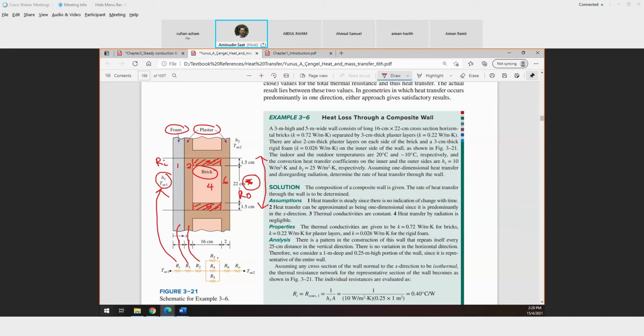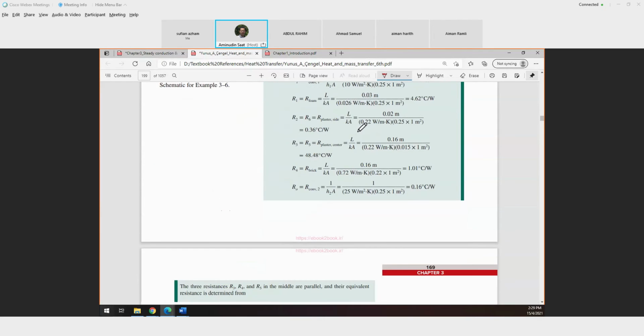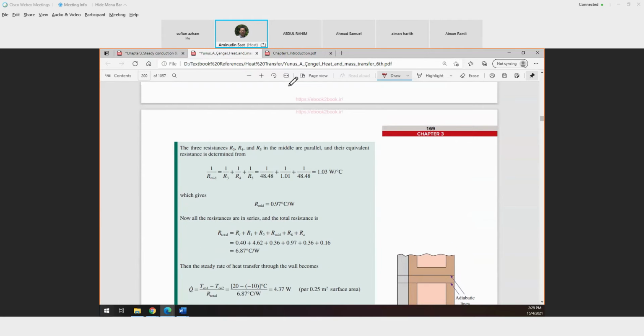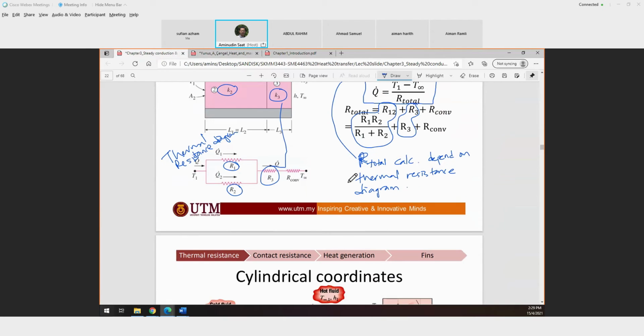As the height increases, you just need to multiply by how many sections will be counted to complete a whole wall. So this is a good example if you want to understand the combination of series and parallel.